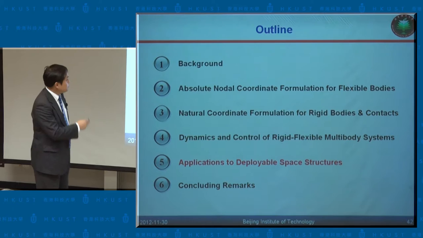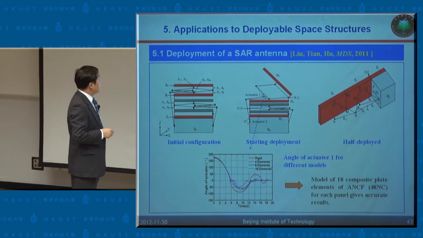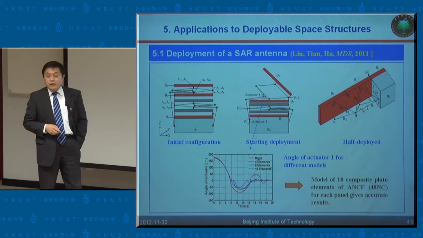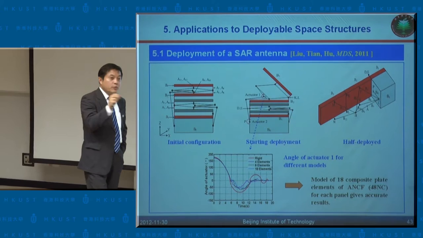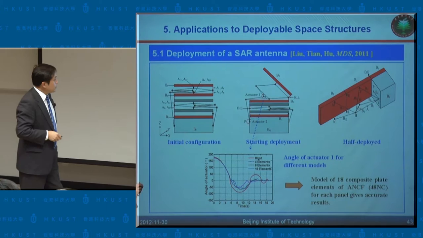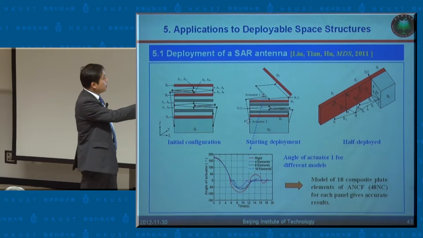I will show you four examples. The first is the deployment of a SAR antenna here. SAR is the abbreviation of synthesized aperture radar, a very well-known radar to observe the small object on Earth from the sky.